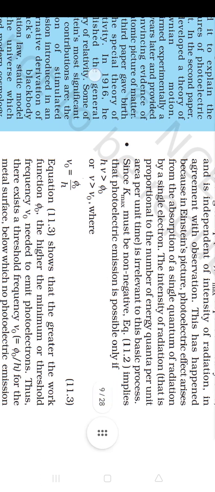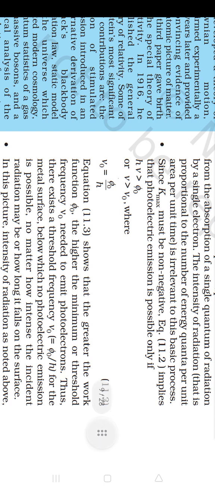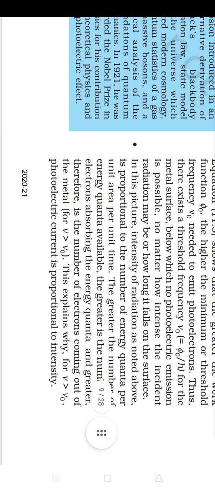Since Kmax must be non-negative, it implies that photoelectric emission is possible only if hν is greater than φ0, or ν is greater than ν0, where ν0 is equal to φ0 upon h. Equation 11.3 shows that the greater the work function φ0, the higher the minimum or threshold frequency needed to emit photoelectrons. Thus, there exists a threshold frequency for the metal surface below which no photoelectric emission is possible, no matter how intense the incident radiation may be or how long it falls on the surface.